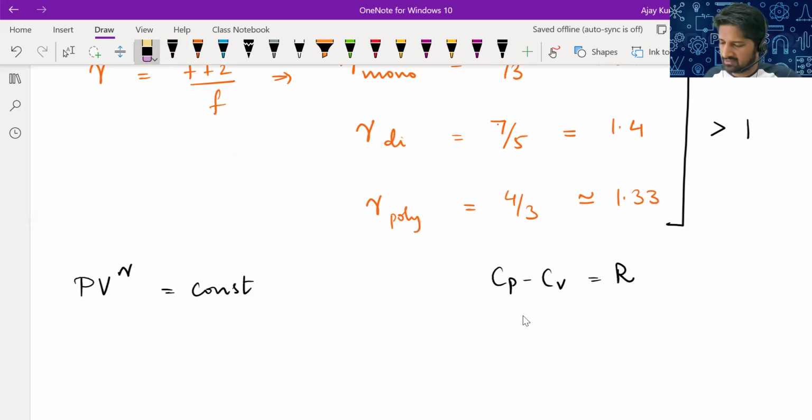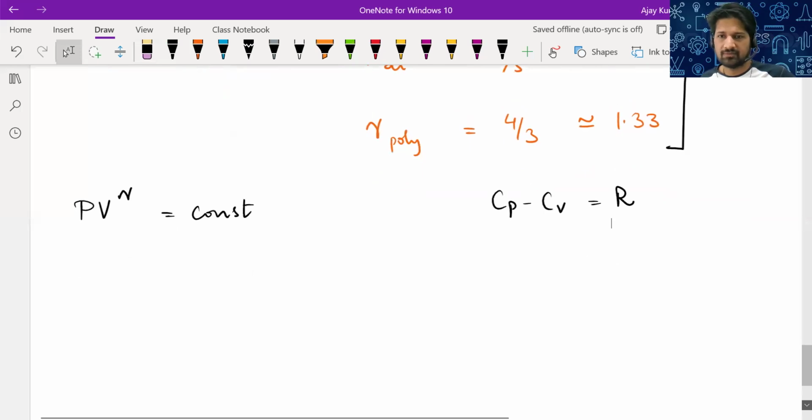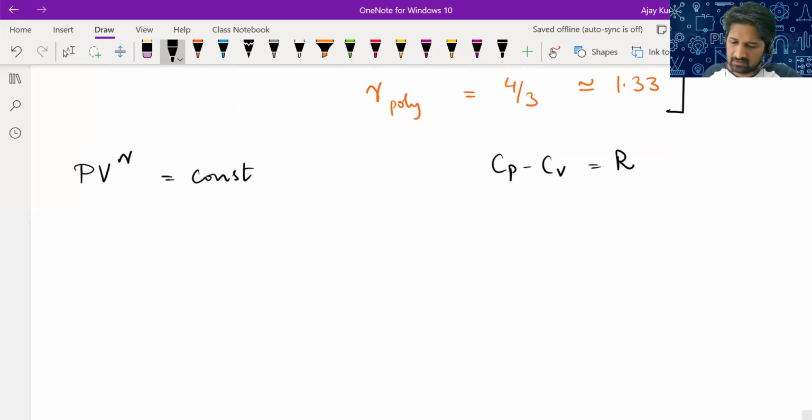Another way to justify is that, see, C is nothing but molar specific heat, right? Molar specific heat, by definition, is the heat required to raise the temperature of 1 mole of a gas by 1 unit. Okay, that is what is molar specific heat by definition. So suppose there is 1 mole of a gas and you want to raise its temperature by 1 unit. What heat you need to supply, you have to think. Now Cp stands for molar specific heat at constant pressure.